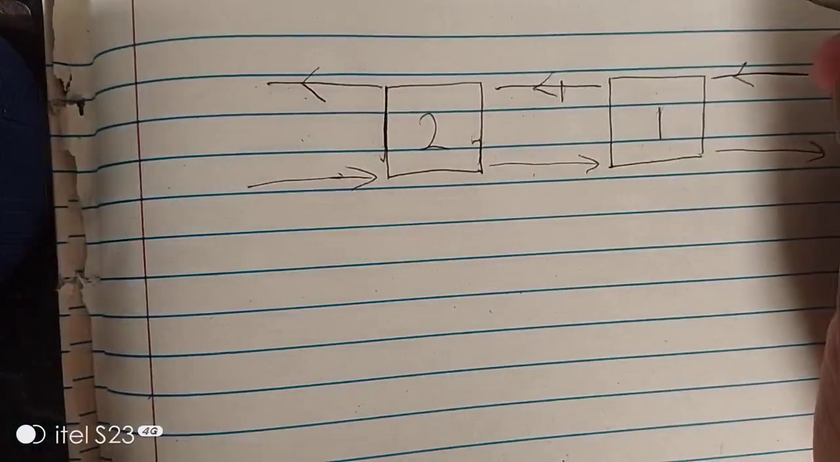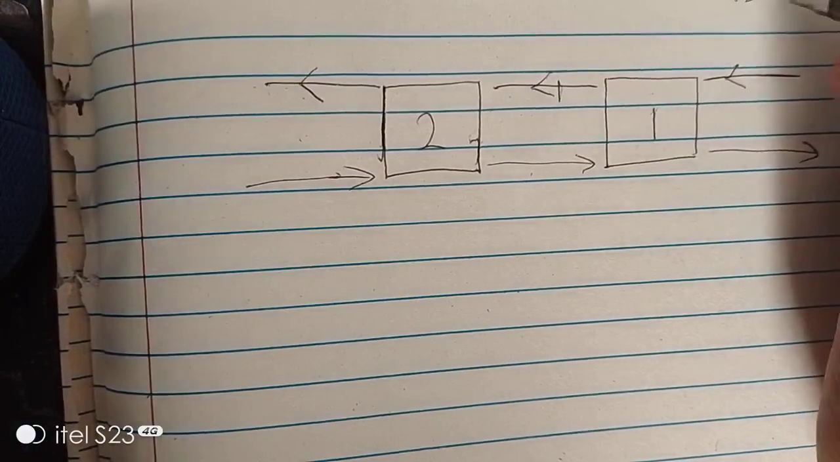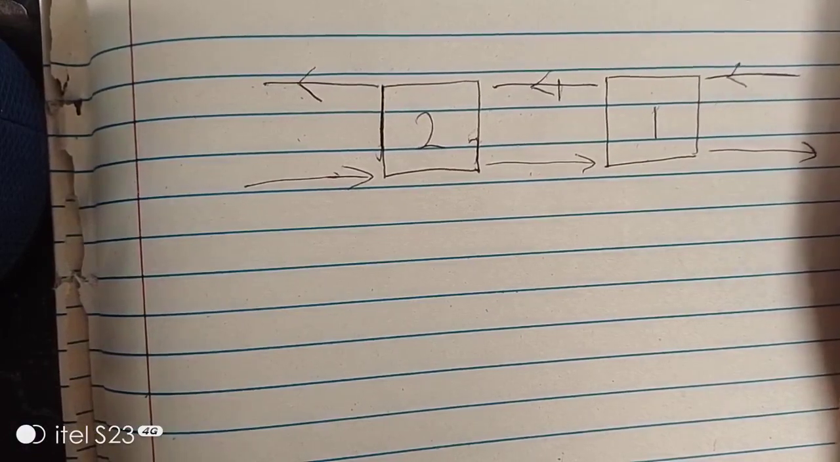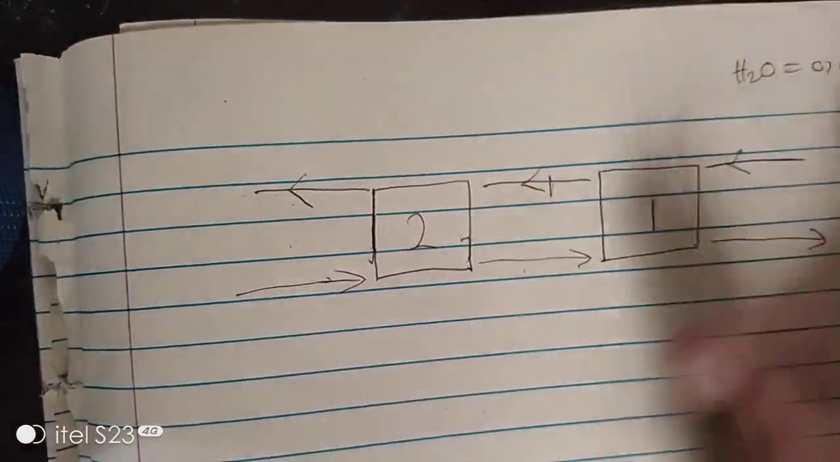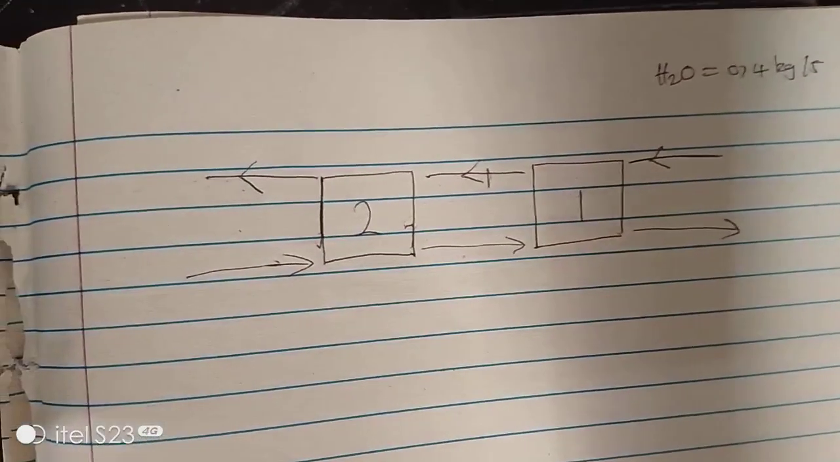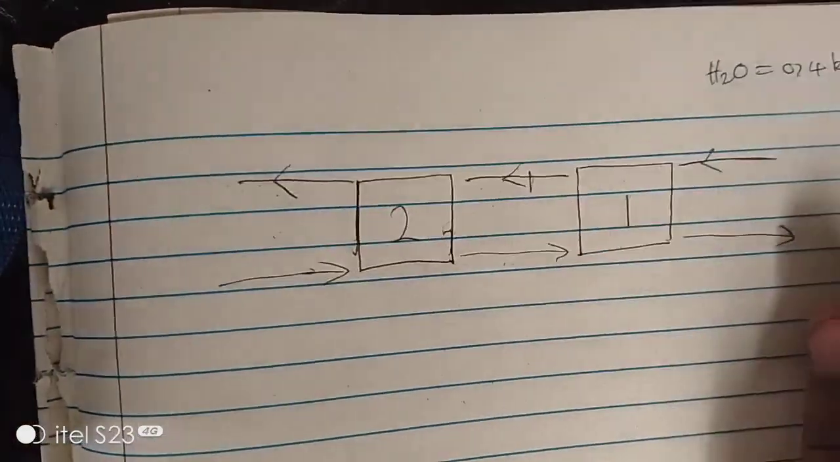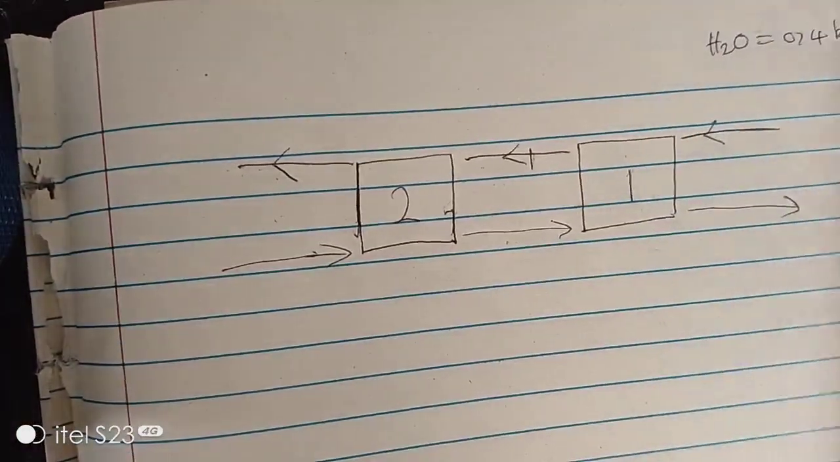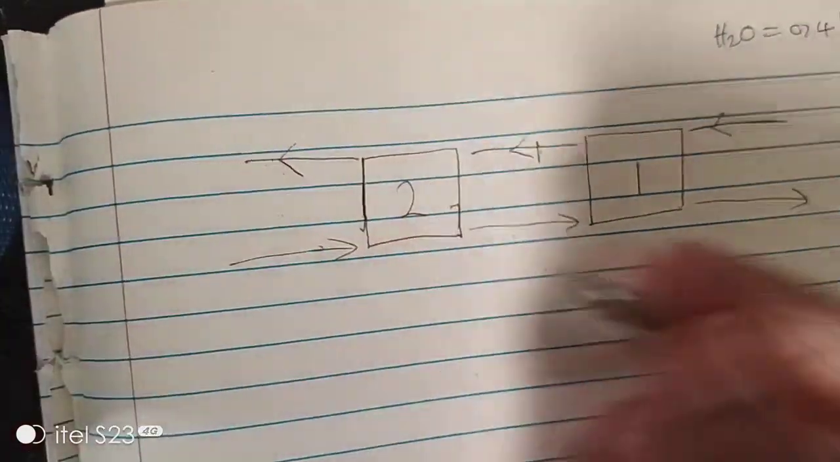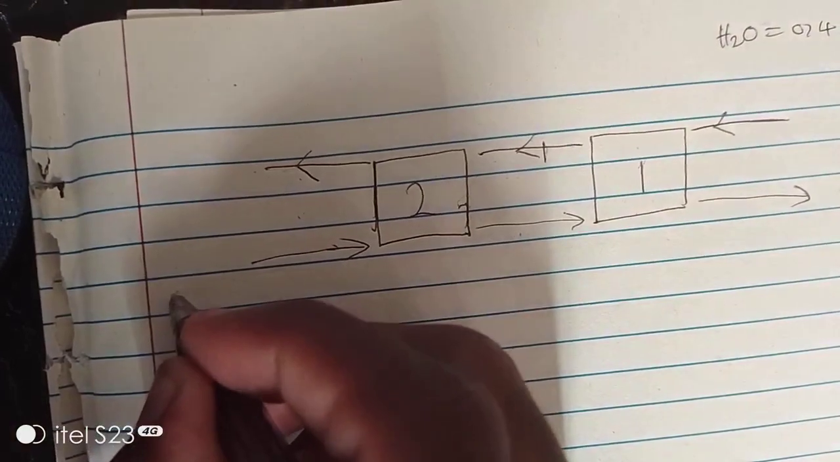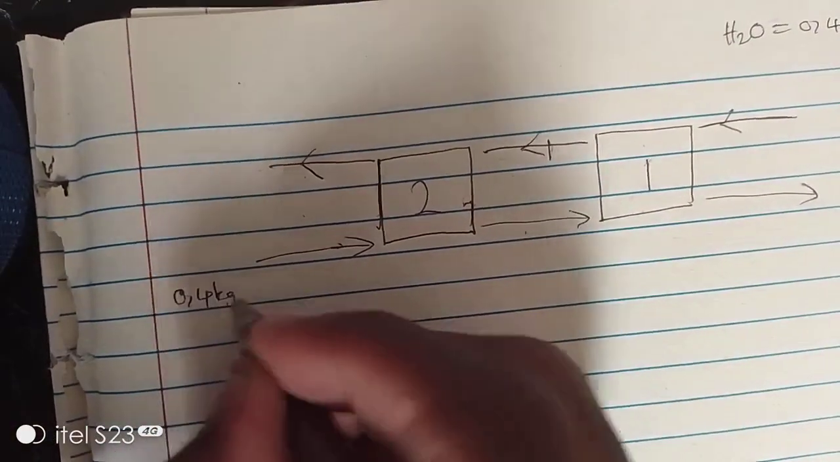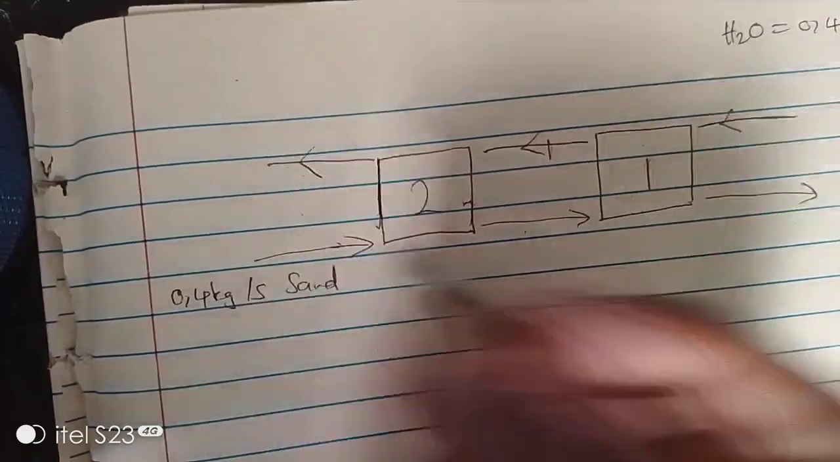Right, so here we've got H2O, which is equal to 0.4 kgs per second. Sorry, maybe it wasn't clear to you guys, I wrote this, yeah, 0.4 kgs per second, right? Then it is just clean water, we've got no sand. Then here we've got sand, which is 0.4 kgs per second of sand, right?